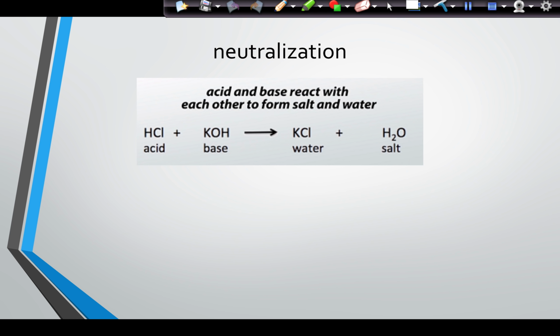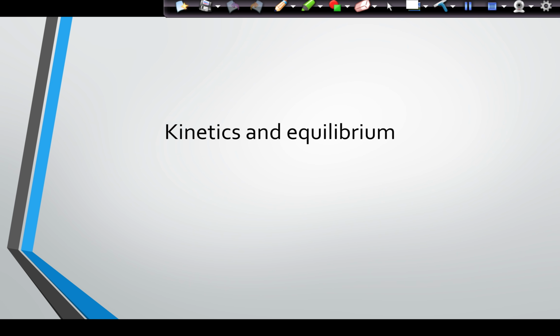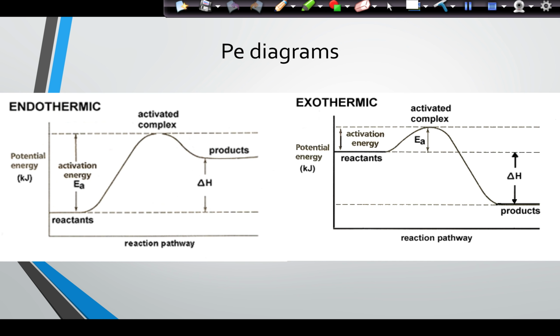Neutralization is always acid and base, making salt and water, and we use the formula MAVA equals MBVB in order to do calculations for a titration, which involves neutralization. When we're talking about kinetics and equilibrium, remember that an endothermic reaction goes uphill, an exothermic reaction goes downhill.